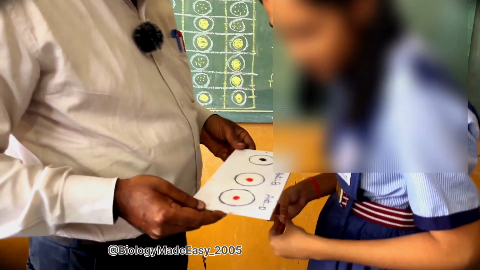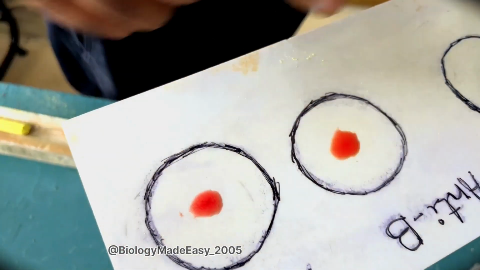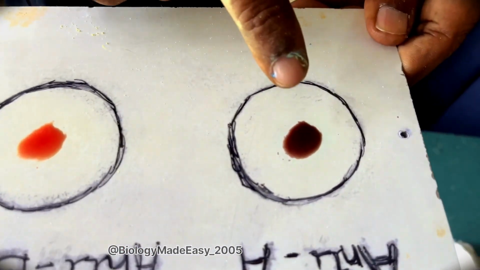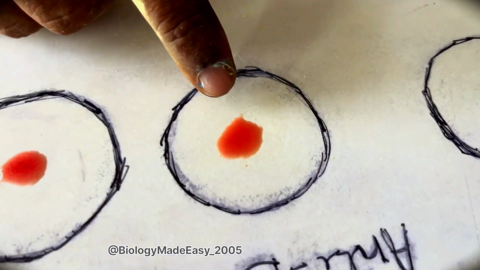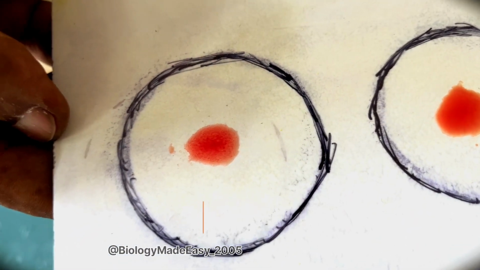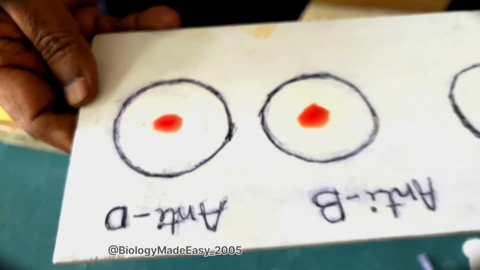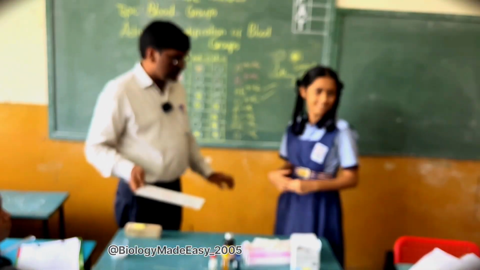Yeah, exactly. So slowly now we are observing clots in the RH factor, anti-D. We can clearly see this. See, in the A there is no clot. In the B there is no clot. Only in the RH factor, anti-D, we can see the clot very clearly here. So by this we can identify that the given sample is O positive.